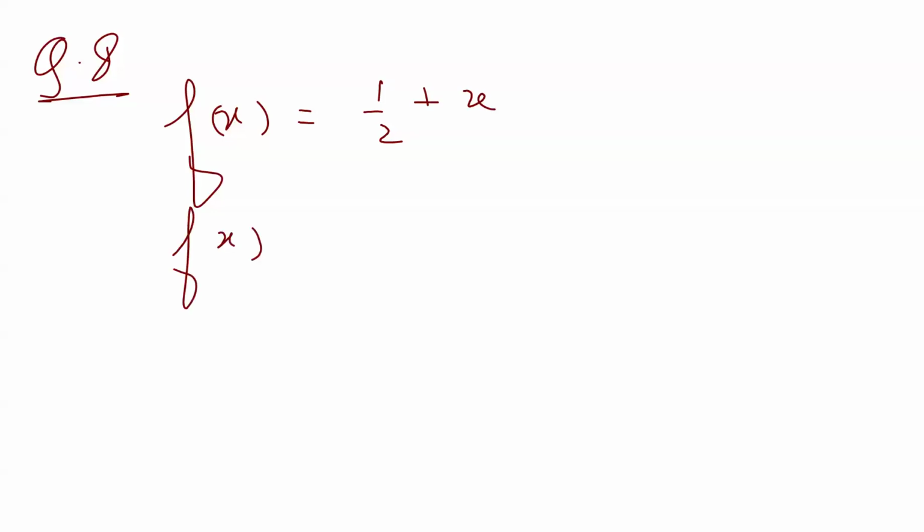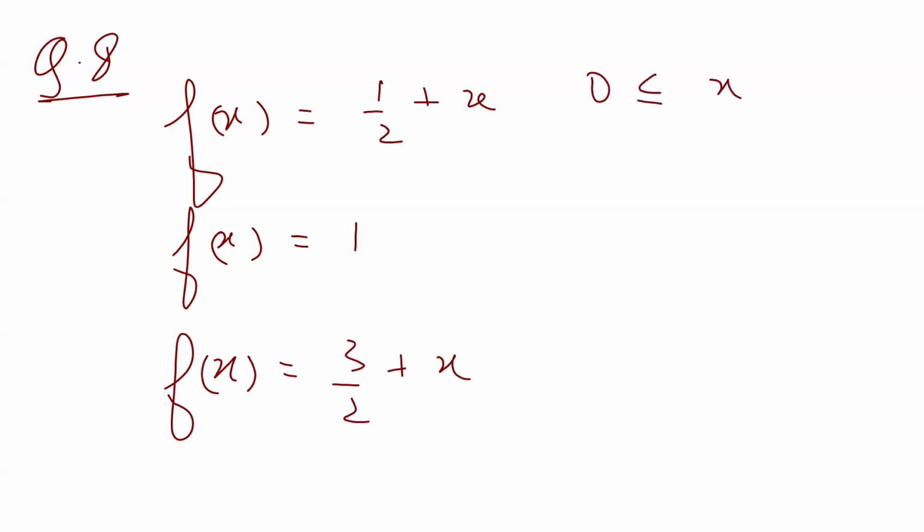So we have to discuss the continuity at x is equal to half. So f of x is equal to half plus x, f of x is equal to 1, and f of x is equal to 3 by 2 plus x. Now the first function is true when x is between 0 to half. Second is when x is equal to half. And third one is when x is between half and 1.